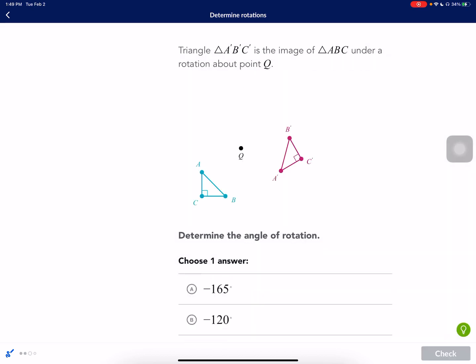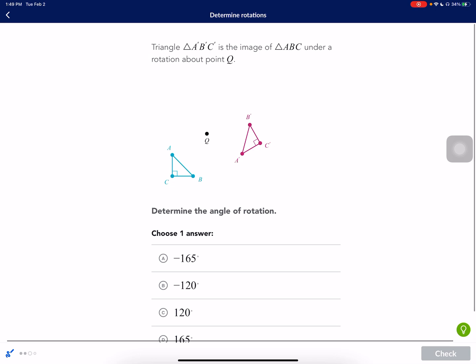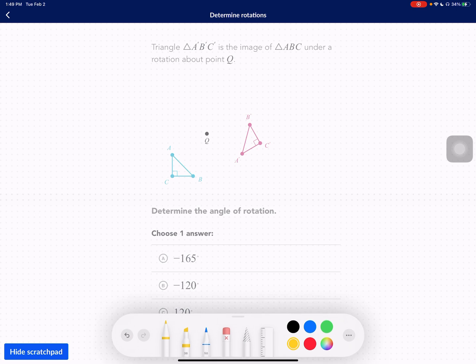It says here triangle A prime, B prime, C prime is the image of triangle ABC under a rotation about point Q. So I'm going to get out my drawing tools again. I always want to start off by looking at the original one. This is the original because there's no prime on ABC. So this is the original and this is the new, also called the image. Image just means it's new. And the primes mean it's new as well. And then this is the old, or the original.